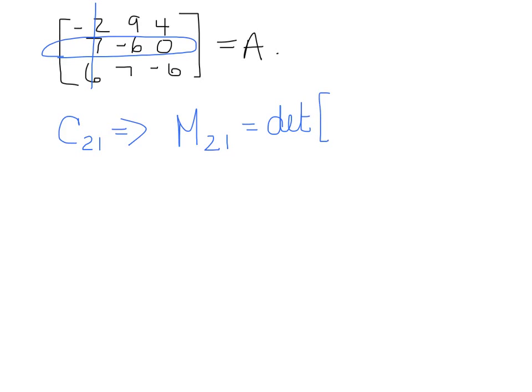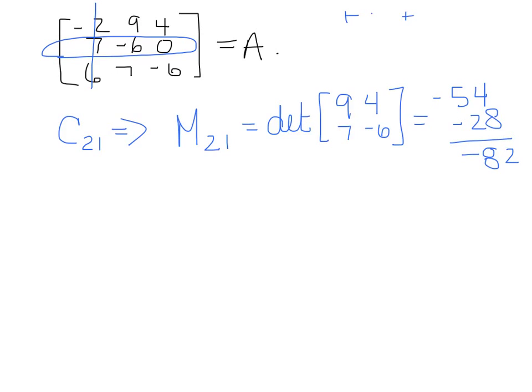So I'm taking the determinant of 9, 4, 7, -6. And that, of course, is minus 54, minus 28, and get -82. If I remember my sign pattern, it's plus, minus, plus, minus, plus, minus, plus, minus, plus. So for this one, I have a minus. I have to change the sign. C21 is equal to the opposite of a -82, so it's a plus 82.